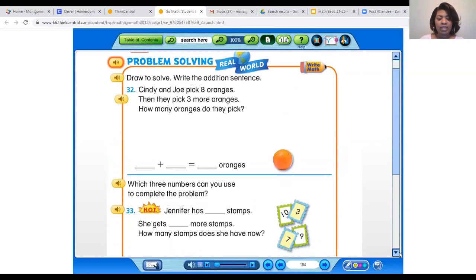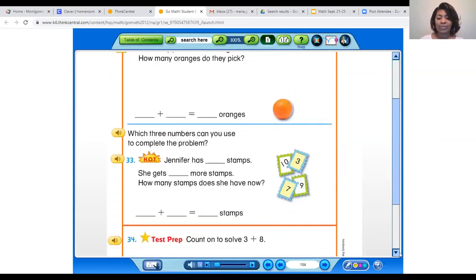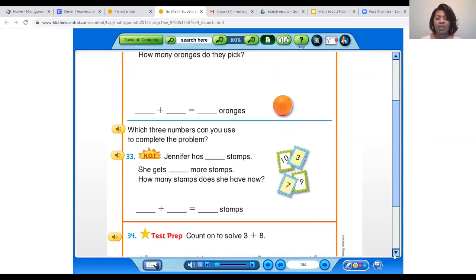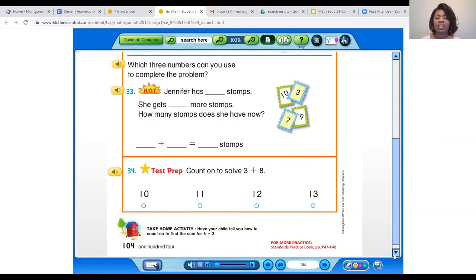Number 3 is talking about adding 3 numbers. Okay, so which 3 numbers can you use to complete the problem? So we need to figure out how many stamps Jennifer has. She gets blank more stamps. So how many more stamps does she get? So you're going to add those numbers together and you will find your sum. And our test prep problem is count on to solve 3 plus 8. Remember to put that big number in your head and to count on the second number.